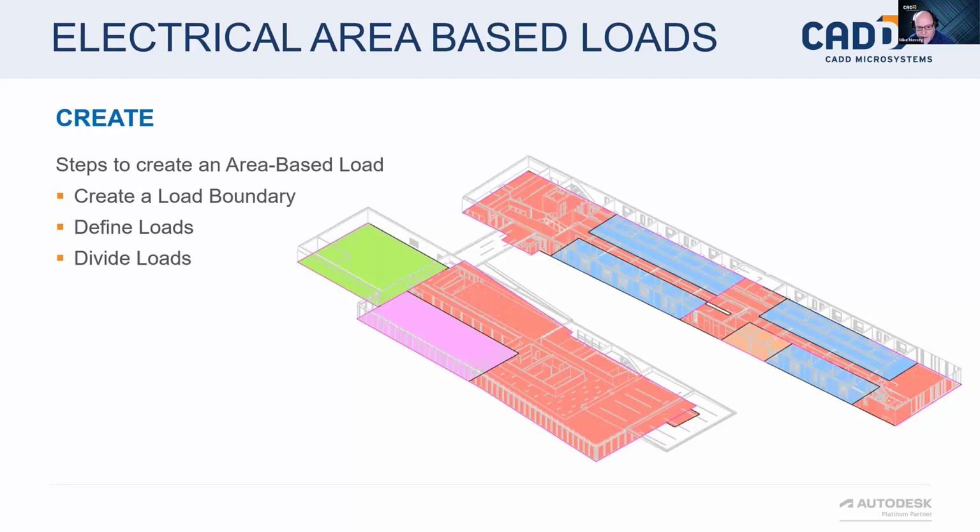We first have to create a boundary, a load boundary, and we'll use a new tool inside of Revit called Load Boundary to create that. Essentially, it's just a closed-in area, a closed-in line that defines the boundary. Once we have that closed-in boundary created, then we'll come back and actually create the load from that boundary. And then once we have the load created, we're free to come back in and subdivide that load if we need to. So we could create one overall load for the entire building and then start subdividing that into separate loads inside that overall load.